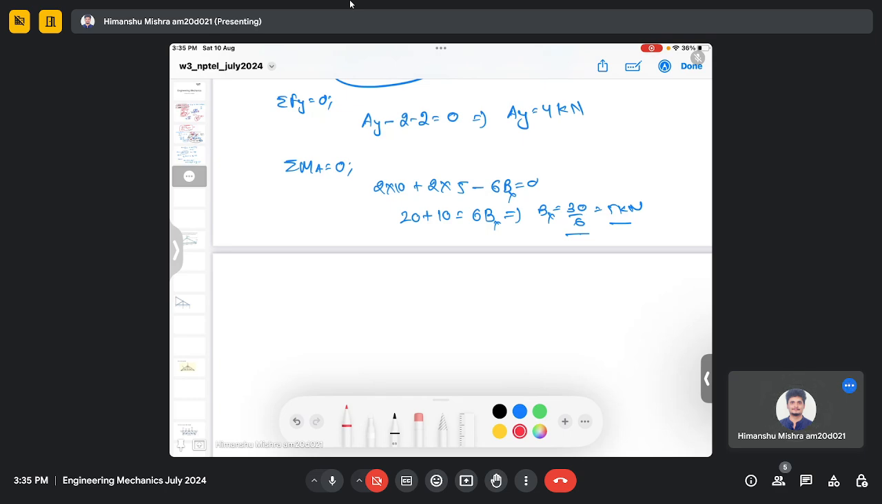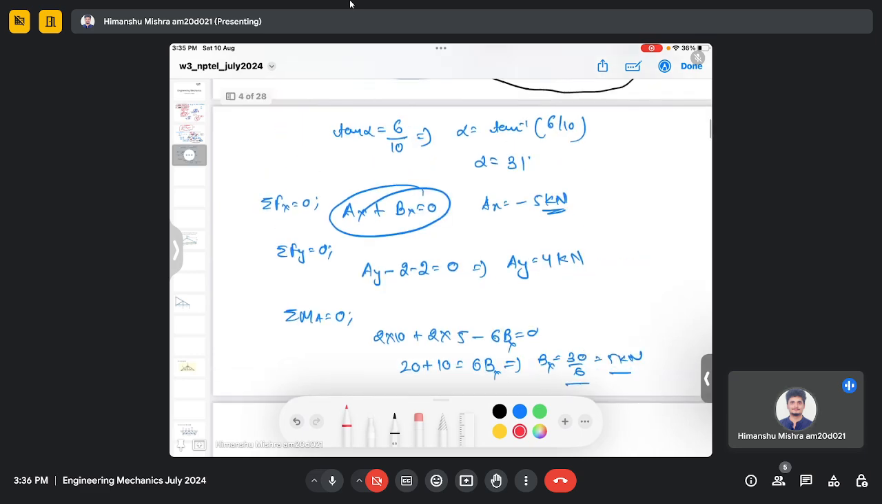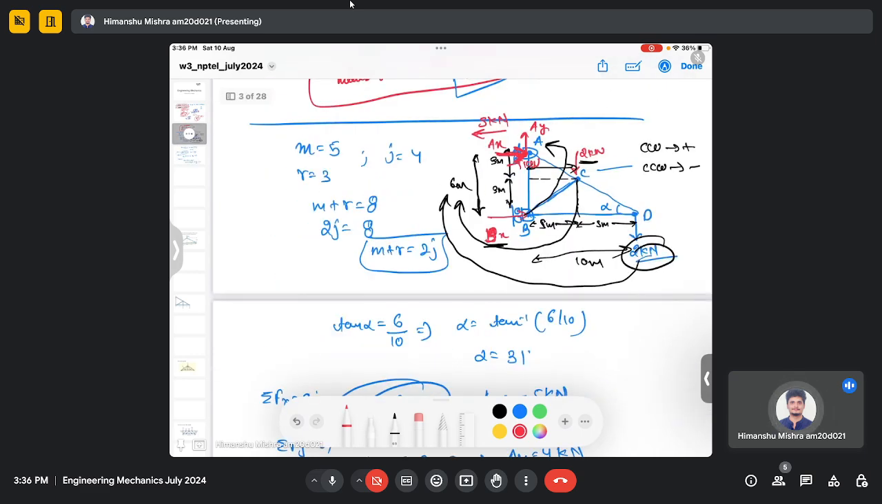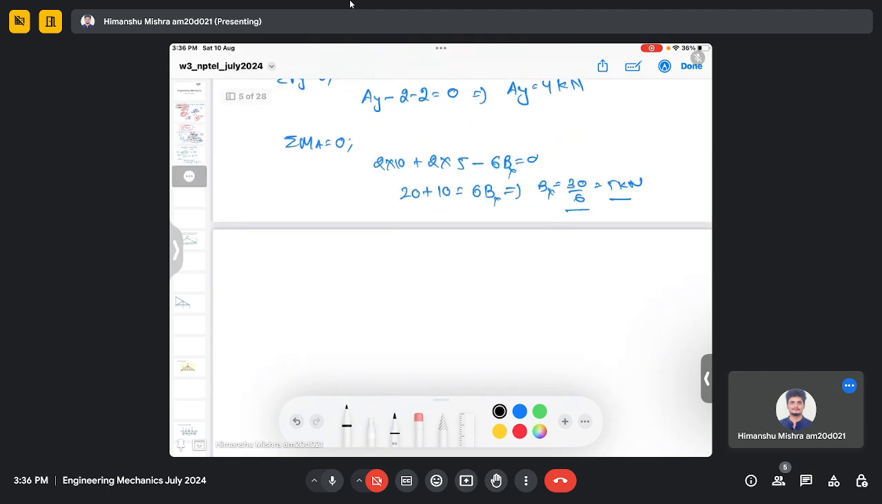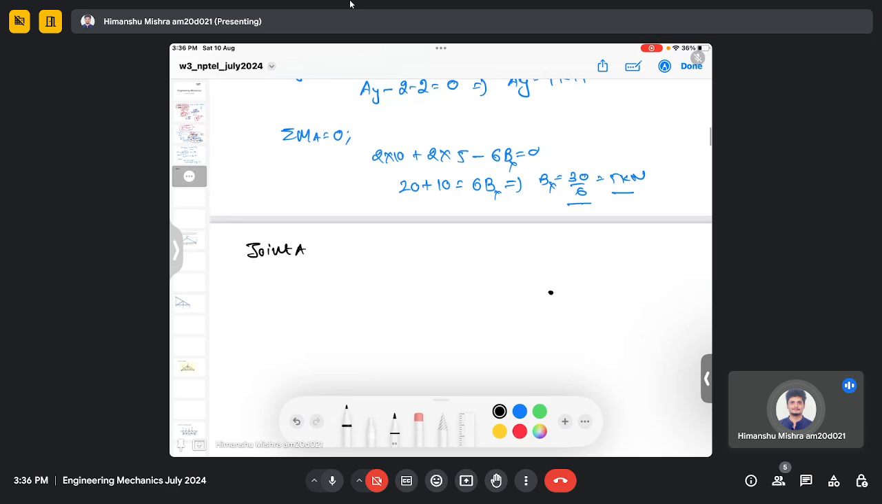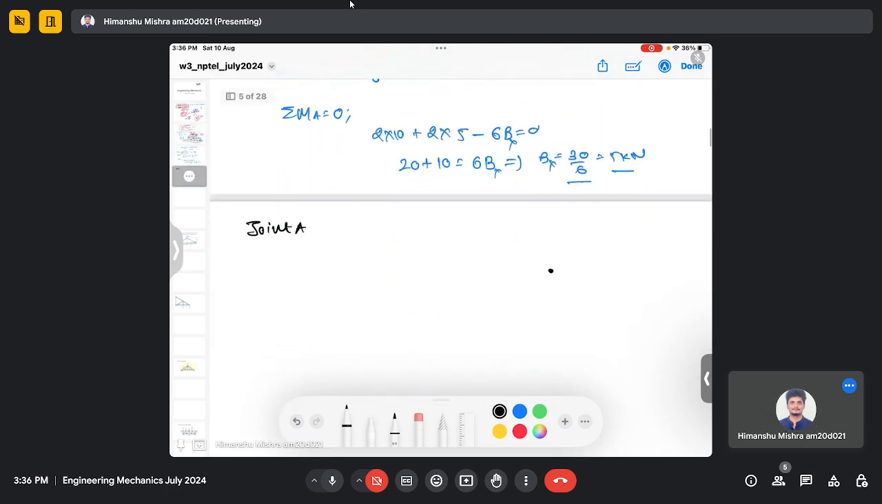So we now know the reaction forces. Let's consider joint A and calculate the force in this member as well as in this member. So first let us make the free body diagram of joint A. So this is Ax, this is Ay, these are my axes, x and y axis.